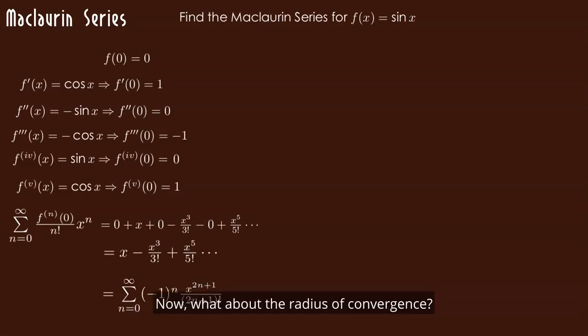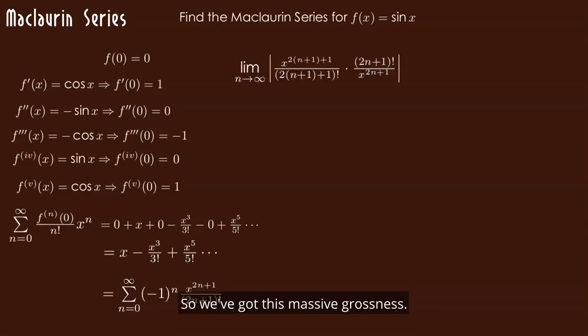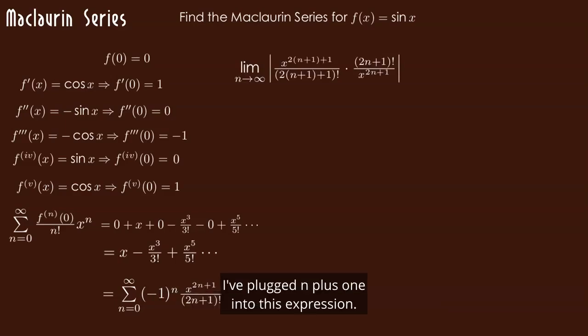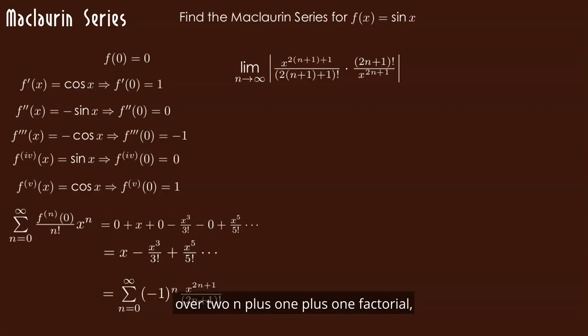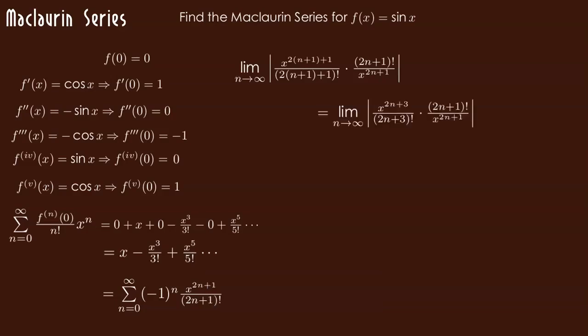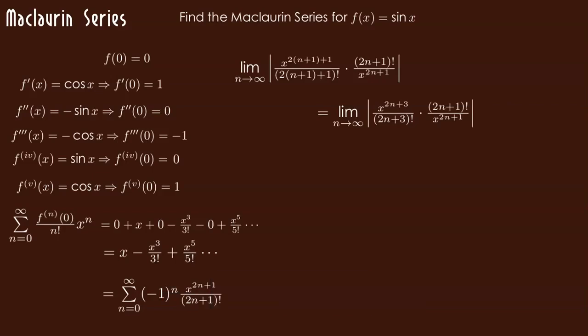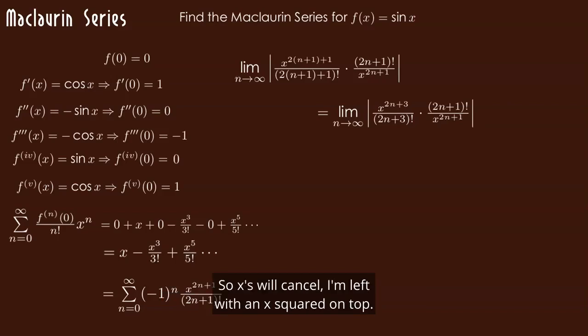Now, what about the radius of convergence? This one's going to be a little ugly, but that's okay. So we've got this massive grossness. I've plugged n plus 1 into this expression. So I get x to the 2n plus 3 over 2n plus 3 factorial times 2n plus 1 factorial over x to the 2n plus 1. Let me simplify this before I try to do canceling. So the top becomes 2n plus 2 plus 1, so I get 2n plus 3 over 2n plus 3 factorial. And then I still have the 2n plus 1 factorial over x to the 2n plus 1 in the next term. So x's will cancel.